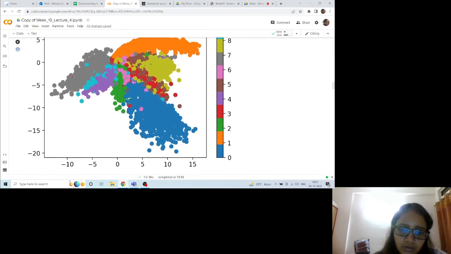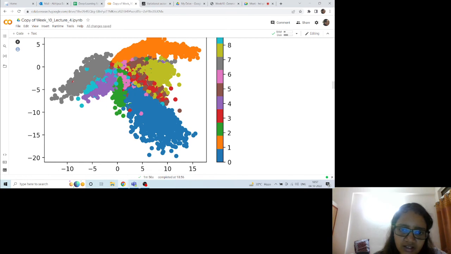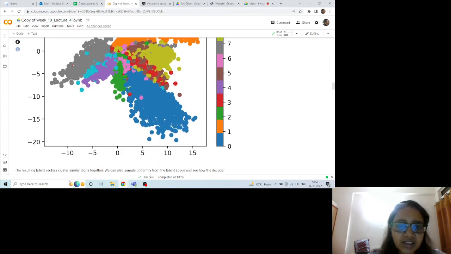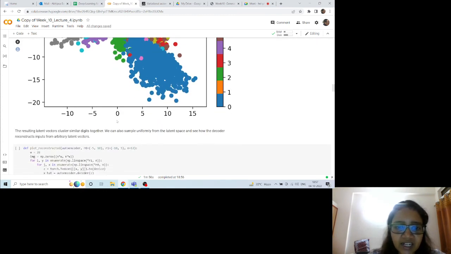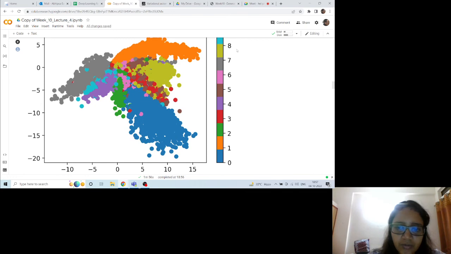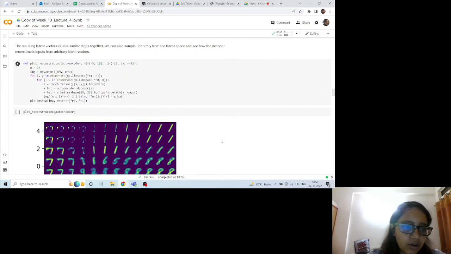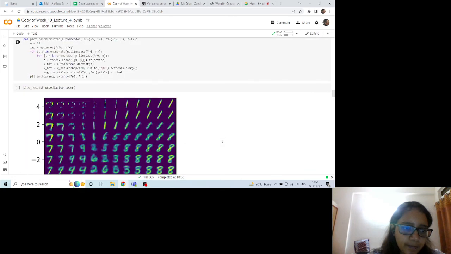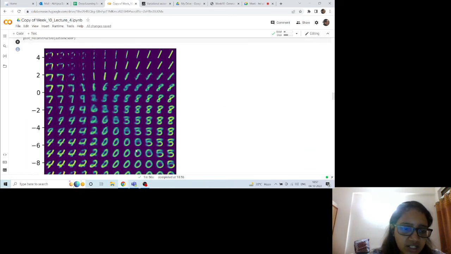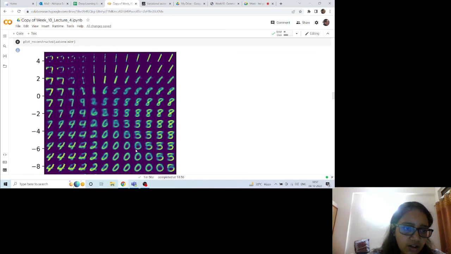More or less, you can see that there are clusters, but not all of them are very well separated, that is true. And some of them are spreading a lot. So those problems are there, but you still get some islands, or clusters, from each of the digits. That is good. And this is how the generated images look.